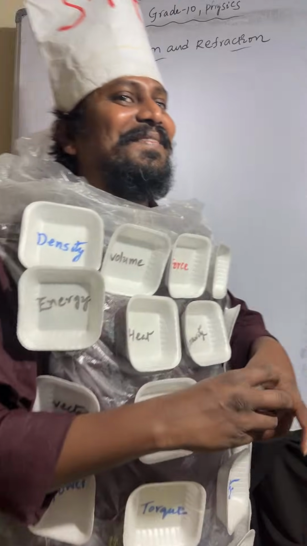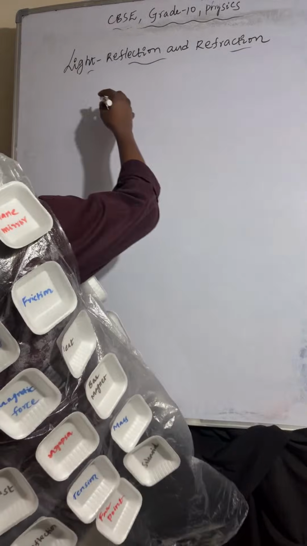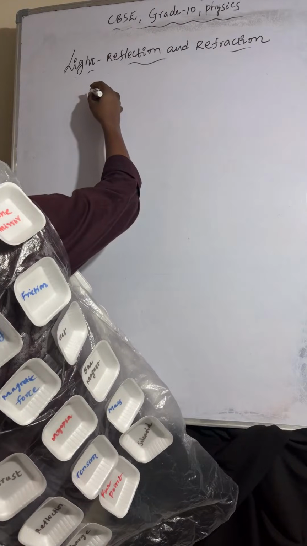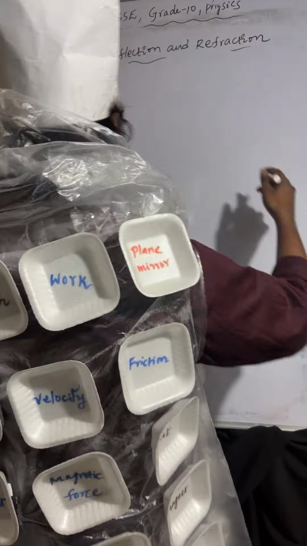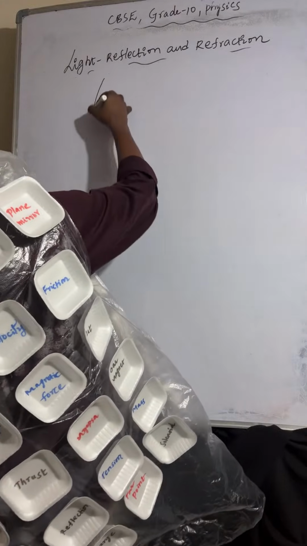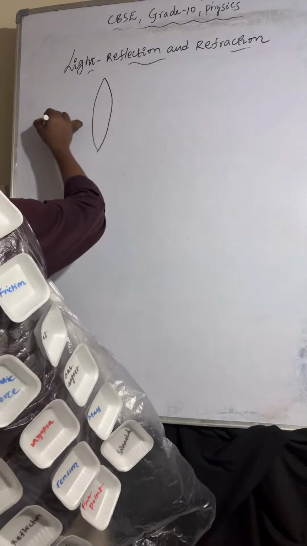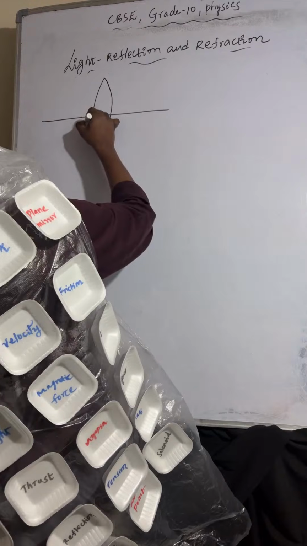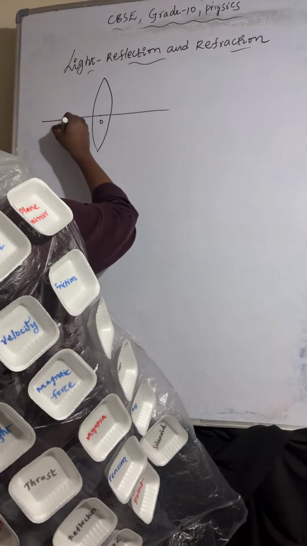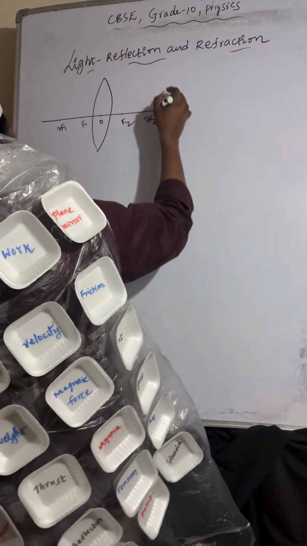Okay. So come to the point. Next one is image formations. We discussed till now ray rules. Now we will discuss image formations. This is a convex lens. This is the optic center: F1, 2F1, F2, 2F2.